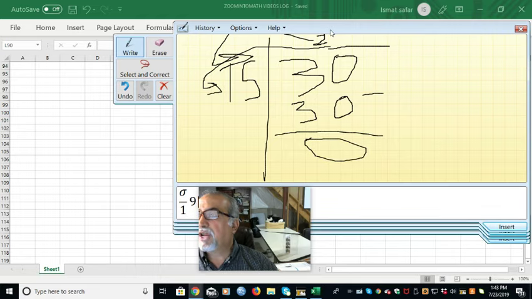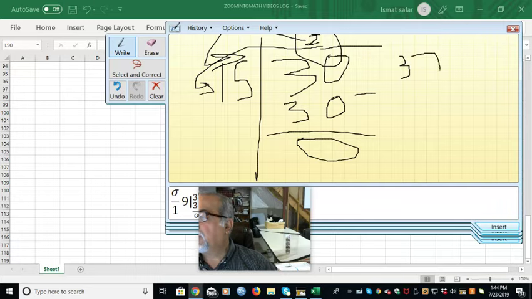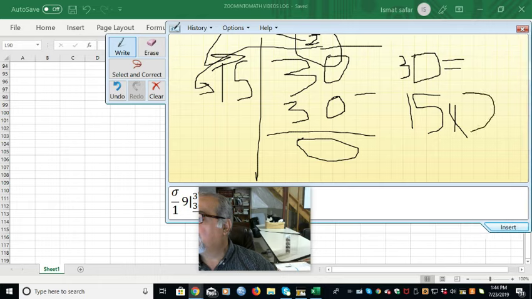So that is your answer here, 2. So 30 equals 15 times 2. There are 2 fifteens in 30.